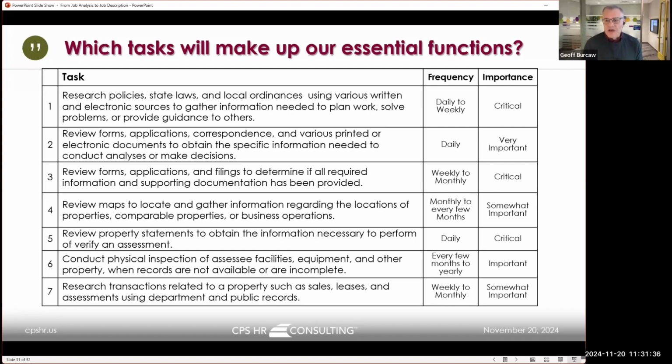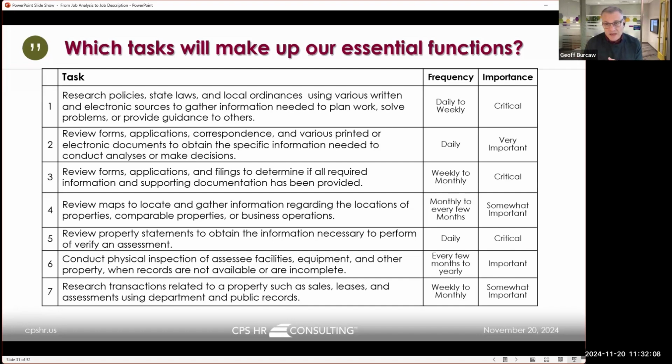And we usually get that information from having subject matter experts do some kind of a rating process where they indicate, with a rating scale, how often they perform the task, how important the task is, and then we come up with an average based on all of the subject matter experts. So here you can see that in this example, we've got 7 different tasks, and we can see that some are performed daily, some are performed daily to weekly, some are performed weekly to monthly, one is every few months to yearly.